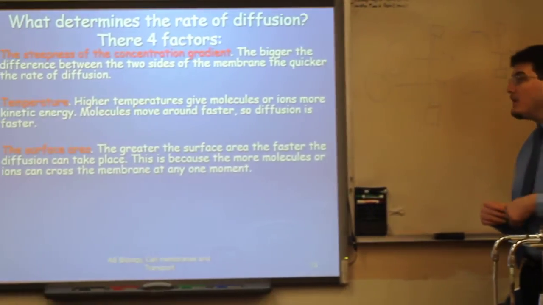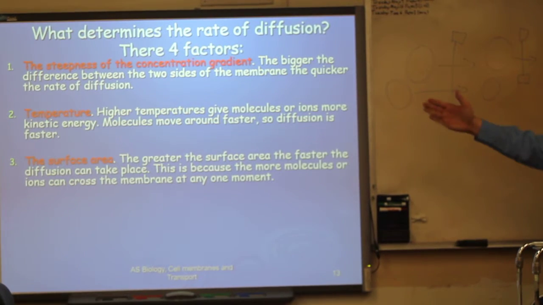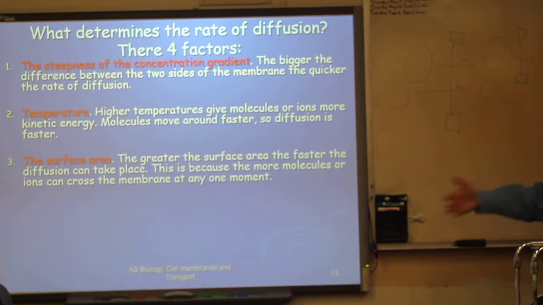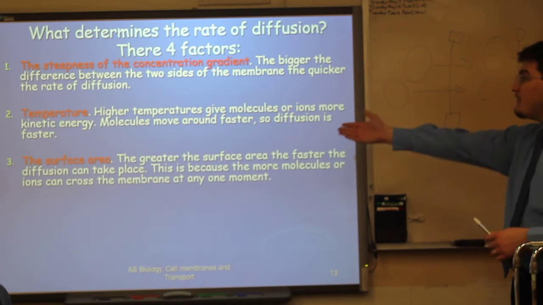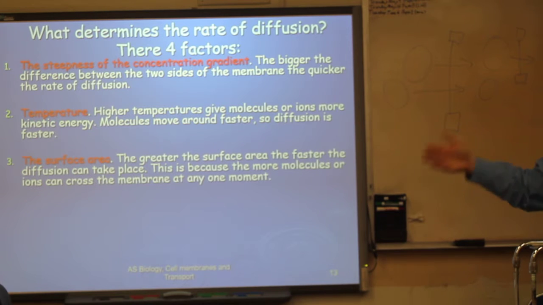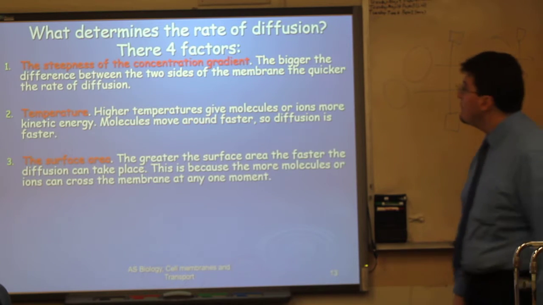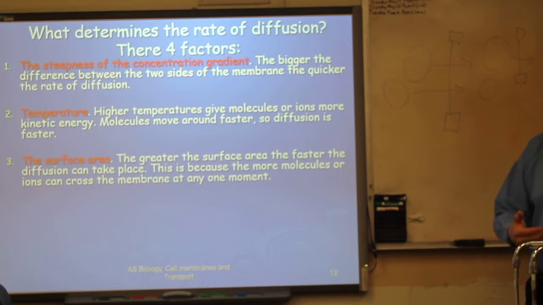So, more molecules or ions can cross the membrane at any given moment. That is how surface area increases the rate of diffusion. If there is no surface area, if you are just putting dye into water, surface area is effectively infinite and you have no problem there. That is not a factor if you're just dropping stuff into a bowl of water. But if you are diffusing things through a membrane, that becomes a factor.